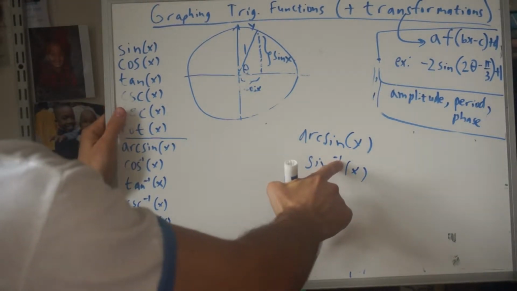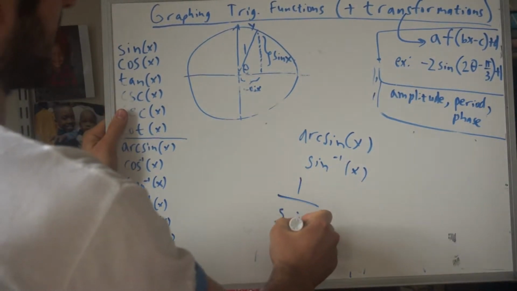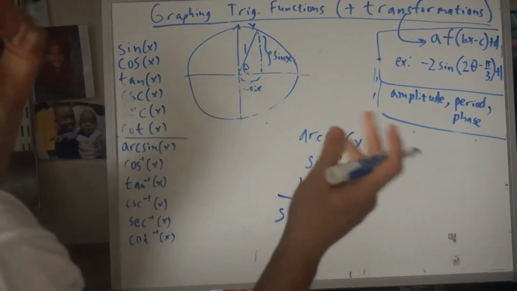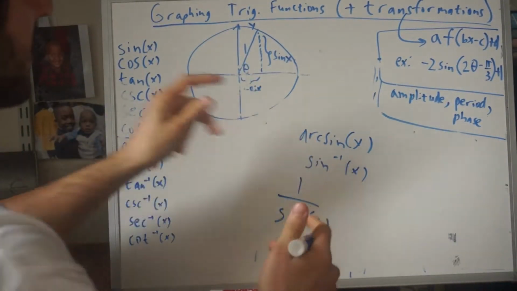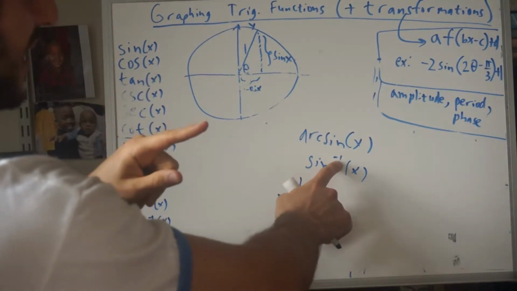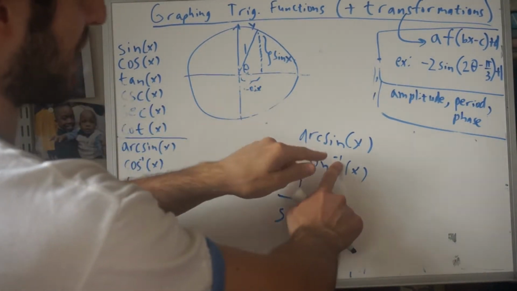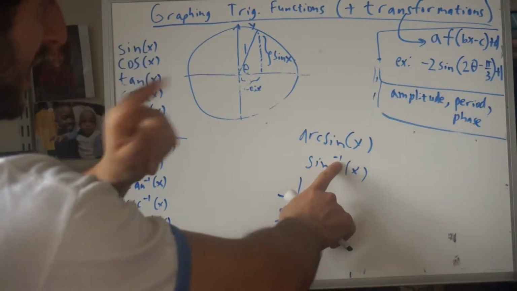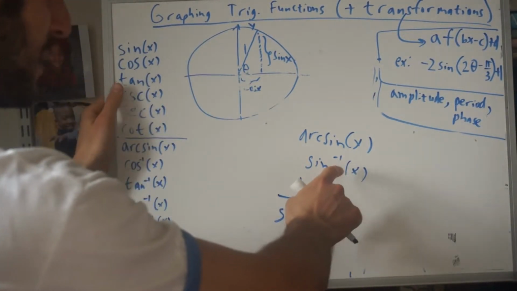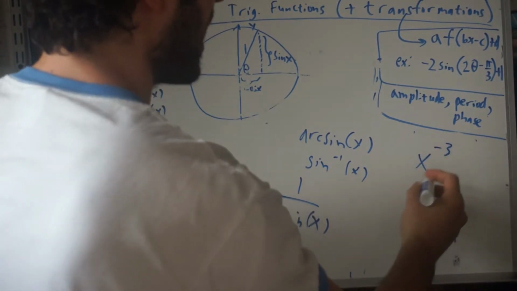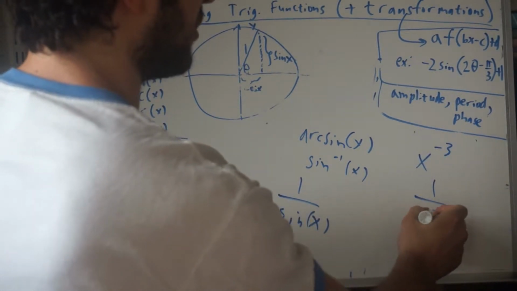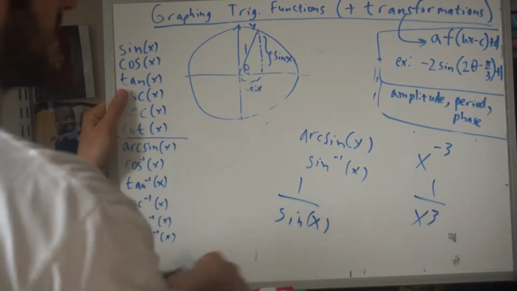So when you see that -1, don't think this means 1 over sine x, which is actually a pretty sensible thing to think. That's just bad math notation, but you'll see it a lot. This has nothing to do with negative exponents. This is an inverse function, totally different. If you have questions, I'll be happy to say more about that in the comments. For example, if you have x to the -3rd power, a lot of you know that it's 1 over x cubed. That's not what this means.